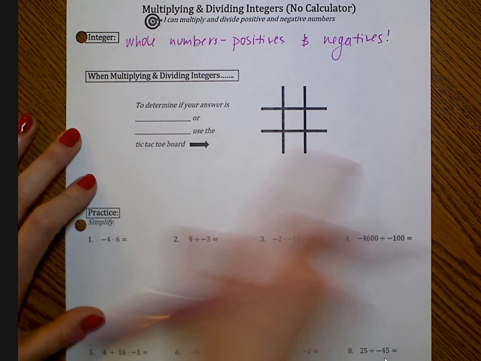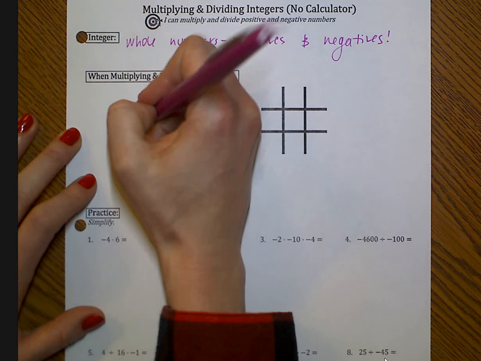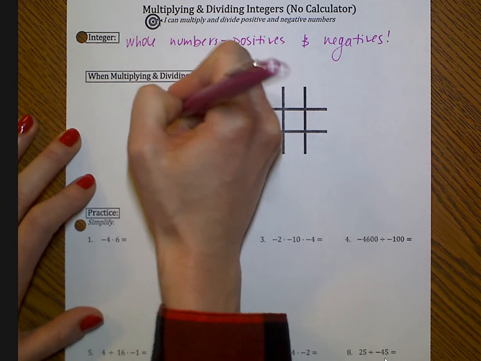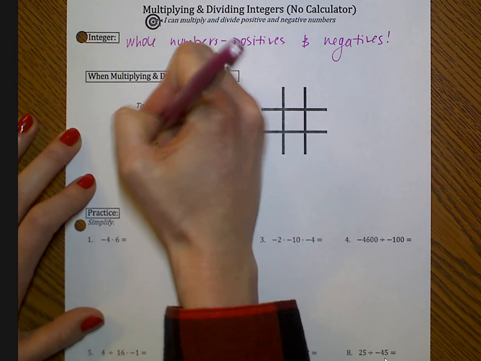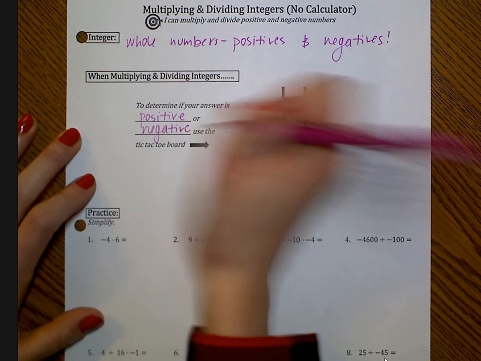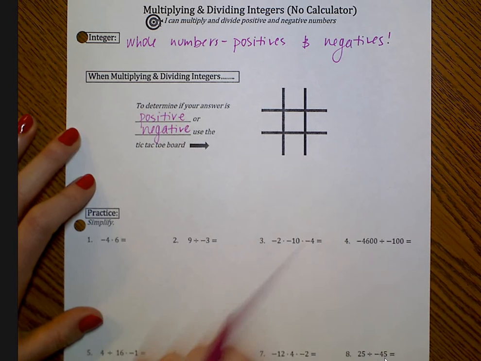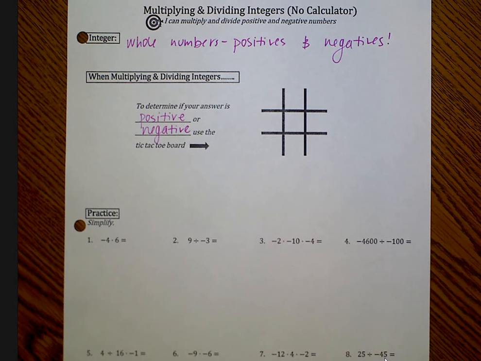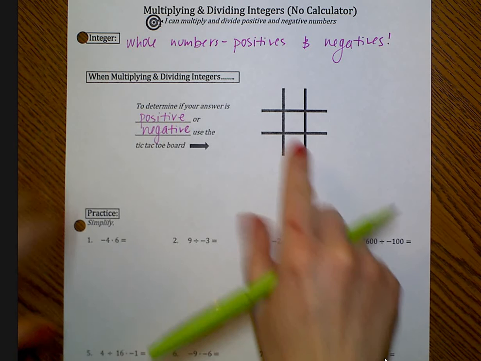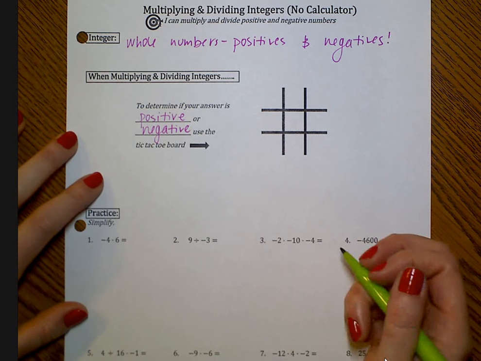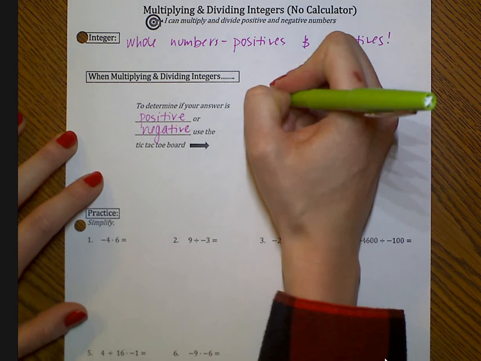It says to determine if your answer is positive or negative, you're going to use the tic-tac-toe board right here on the right. Now, personally, when I got my first quiz or my first exam, I would make this little tic-tac-toe board at the top, and I would use it like we're about to, to help me figure out if my answer is positive or negative.